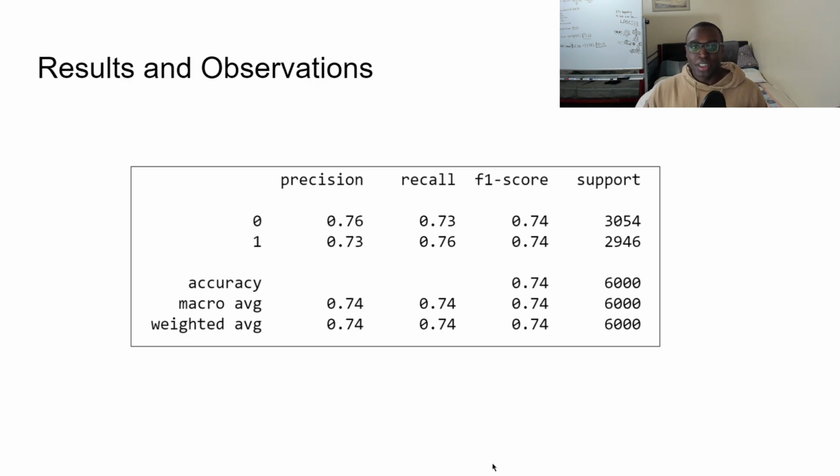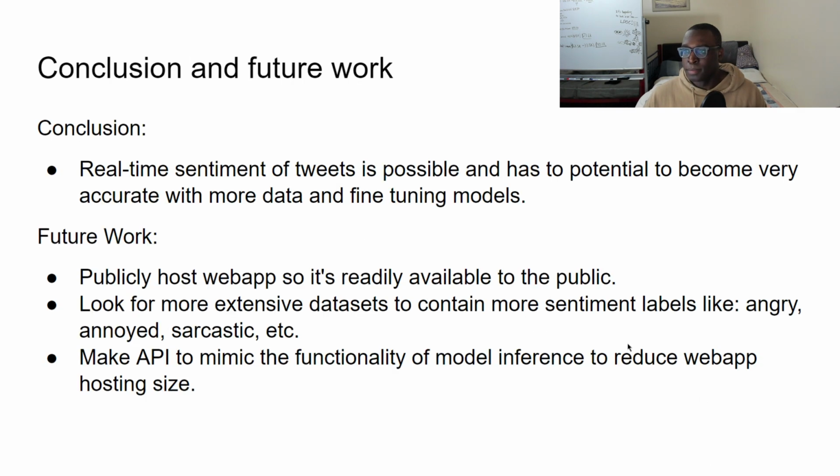So these are the results I got. That's not terrible for a model that I didn't fine-tune at all. It's about 73 to 76% for precision, recall, F1 score, and accuracy. The conclusion I got from working on this project is that real-time sentiment analysis of tweets is a feasible solution, and it has the potential to become much more accurate with more data and more fine-tuning.